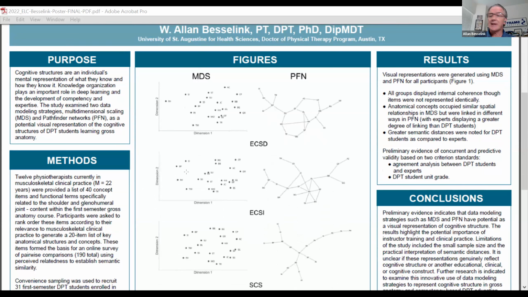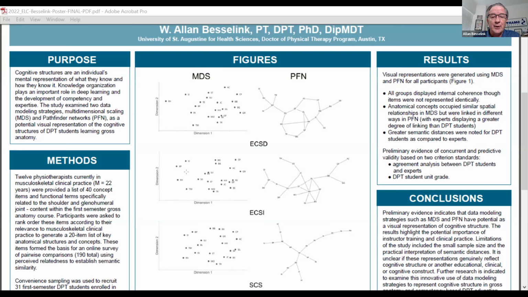Initially, there was a list of items related to the shoulder, because that was in the first unit, gross anatomy 1. We used physical therapists to take a list of items, anatomical structures, concepts, et cetera, and say, these are the ones that are most clinically relevant. We used that to create a list of 20 items that were most clinically relevant to the shoulder itself. And then we put those items to use.